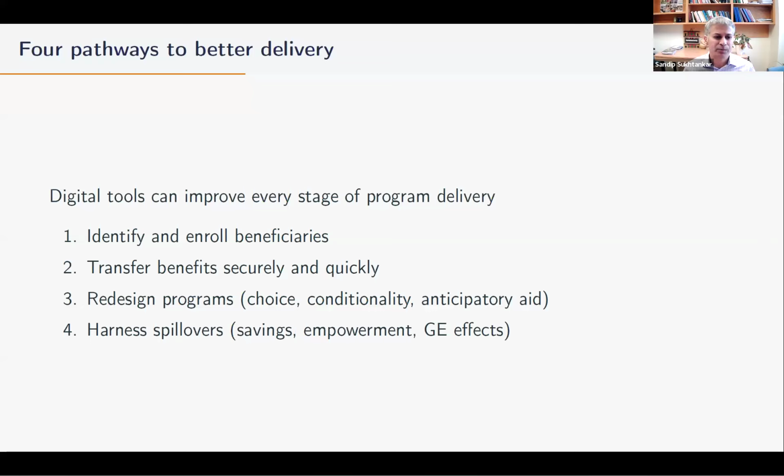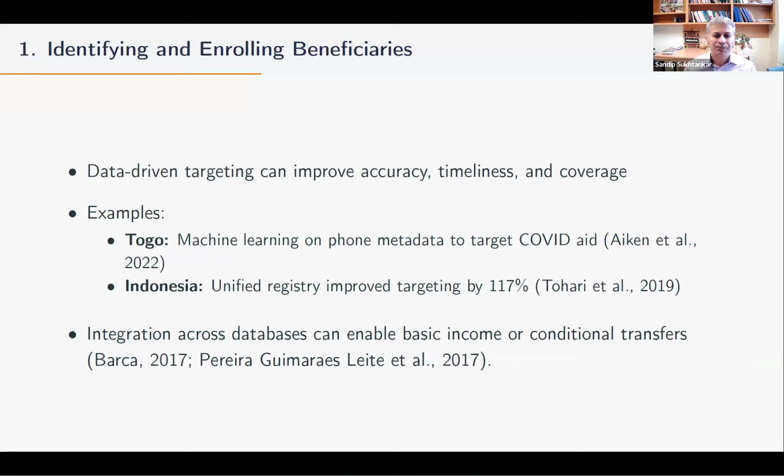And then there are spillovers, right? By using digital technology, by using accounts, you could get empowerment, especially of women. You could see impacts on savings. You could see other general equilibrium effects as well. Those are some of the non-obvious things. But let's start with some more straightforward benefits. The first is using data-driven targeting.